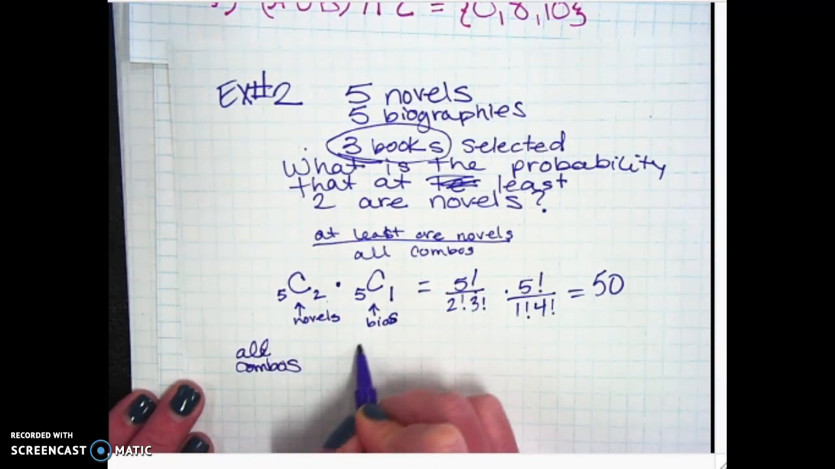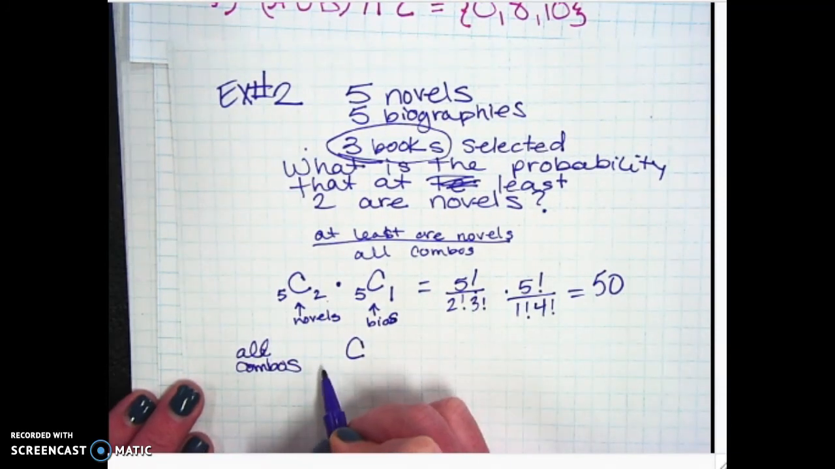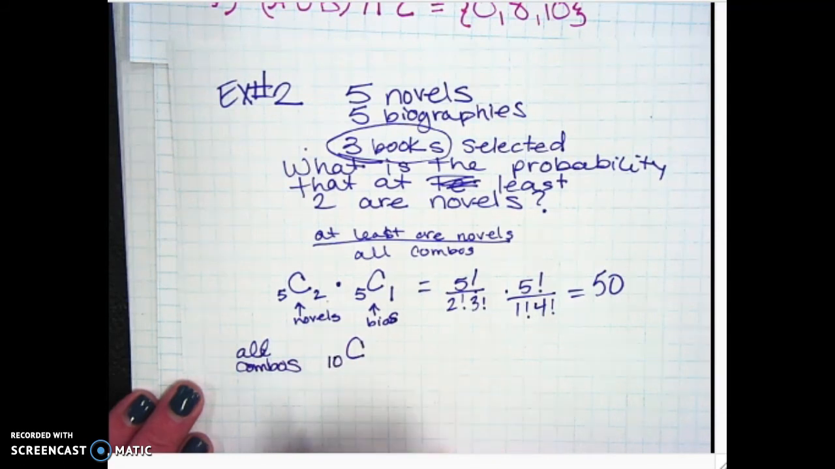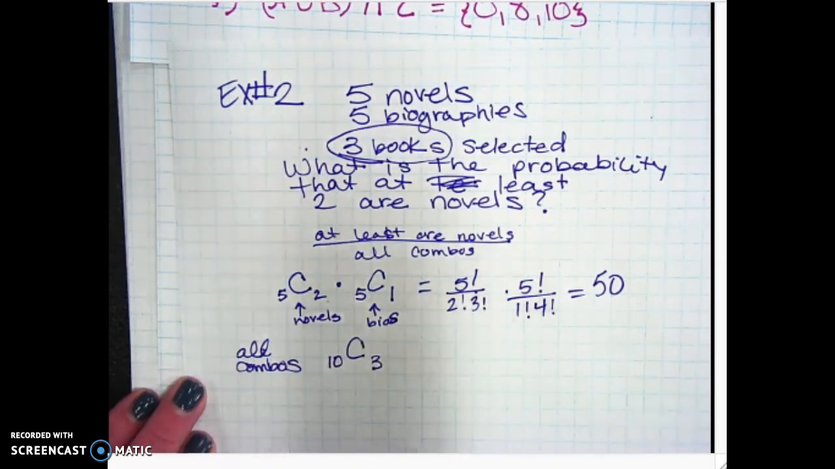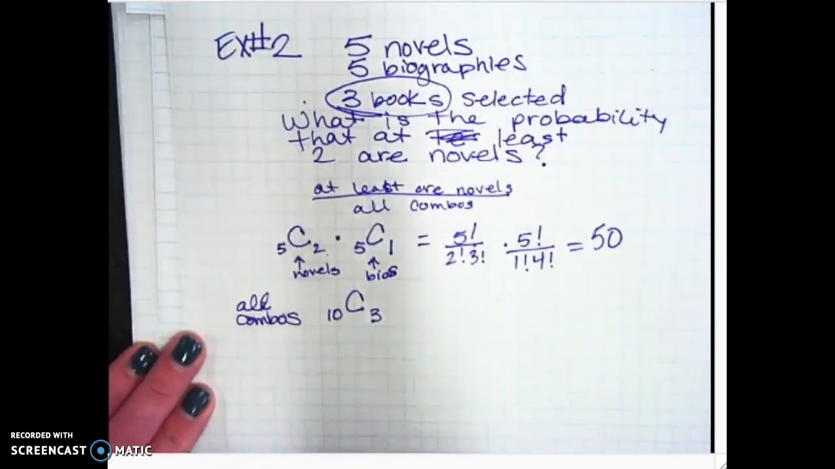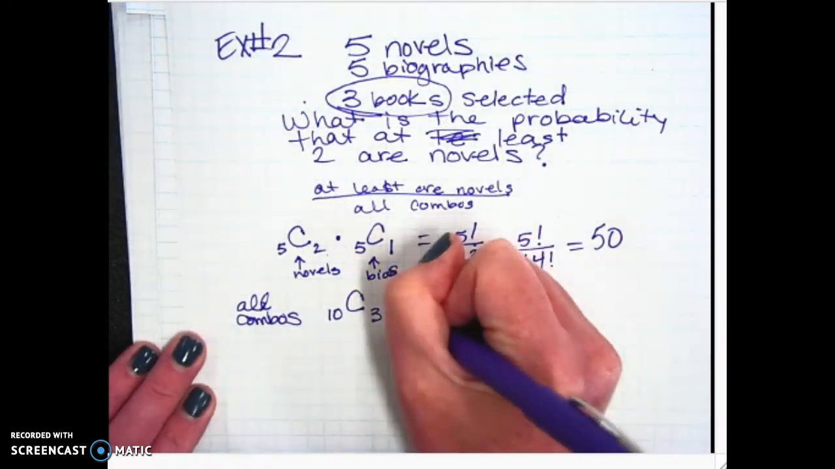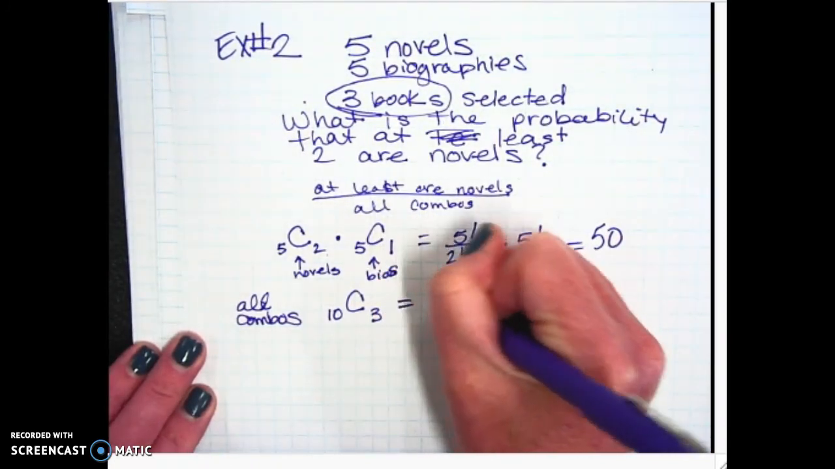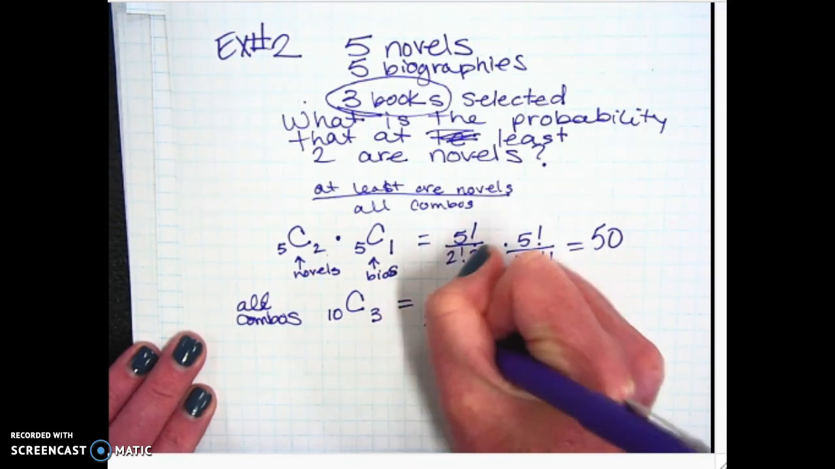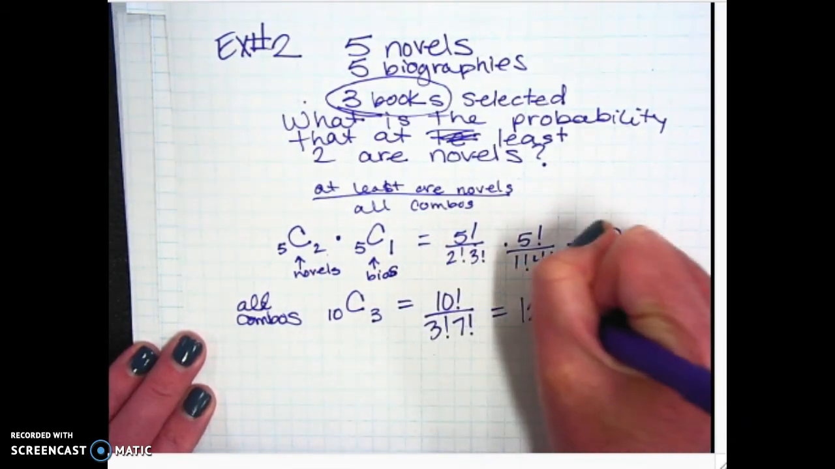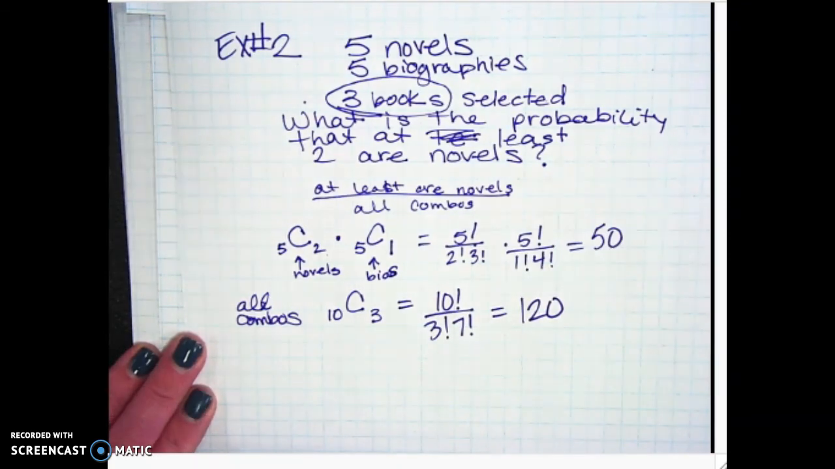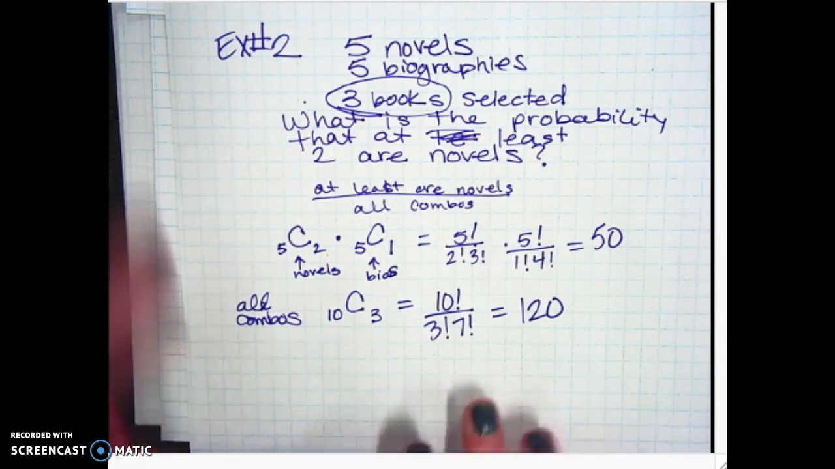So there's how many books total? 10 books total. And we're choosing 3, right? 3 to be on display. So if you put that in the formula, you're going to have 10 factorial over 3 factorial, 7 factorial. Punch it in the calculator, you should get 120. Now you write it as a ratio.